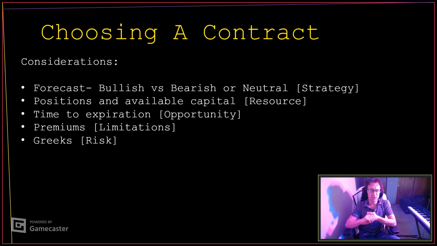Now, the Greeks are also a big part of choosing contracts. I like to say they're the risk. This is where our expression of risk is found. I'm not going to go into a lot of depth about the Greeks, but I am going to get there. This PowerPoint is going to go through these items in this order, and we're going to start with forecast.